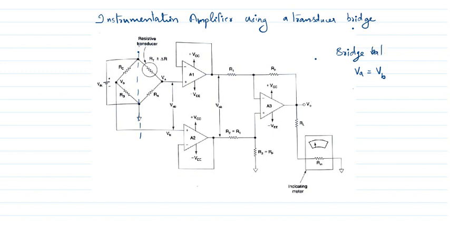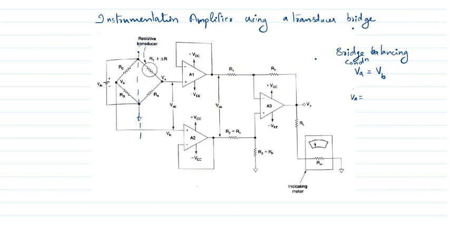The balancing condition will be VA equal to VB. That is the balancing reference condition. Now we will consider what VA will be equal to. VA, we can write it from here.